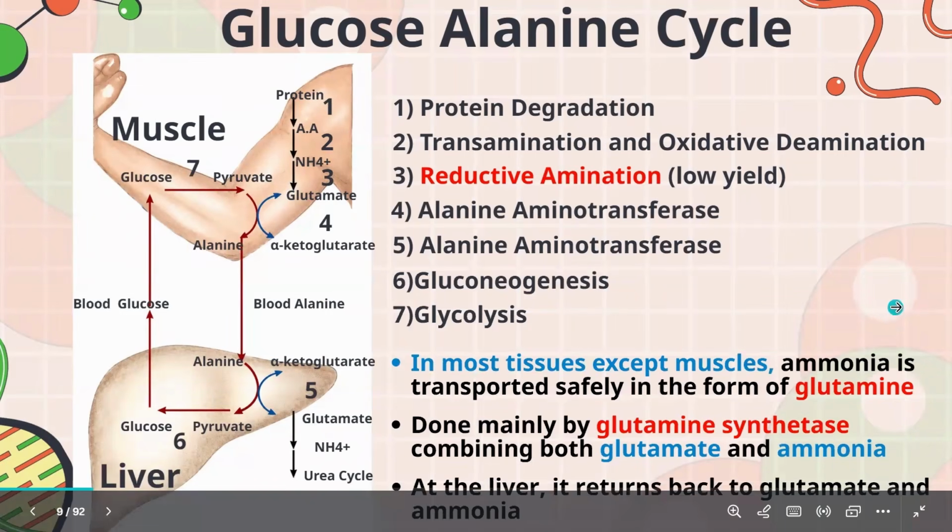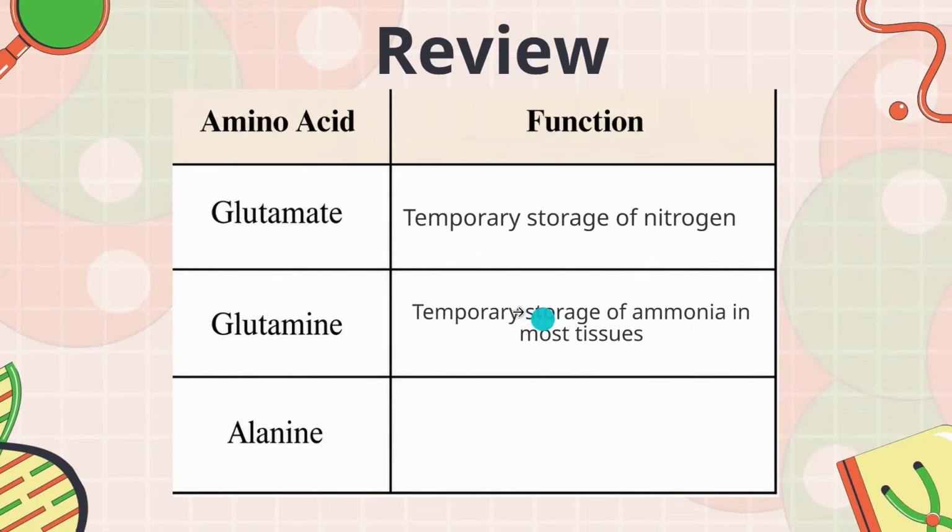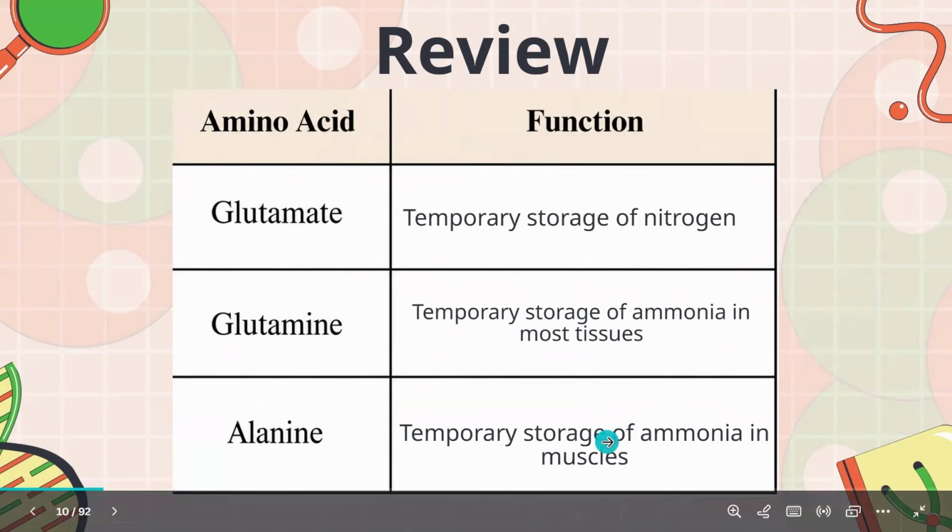Anyways, just as a review again, glutamine is a temporary storage of ammonia in most tissues like your liver. However, alanine is a temporary storage of ammonia in muscles. And that's about it. Just remember these and you'll understand the concept there.